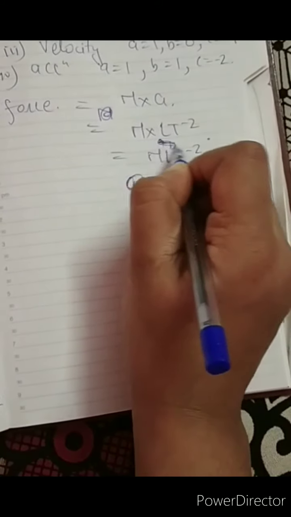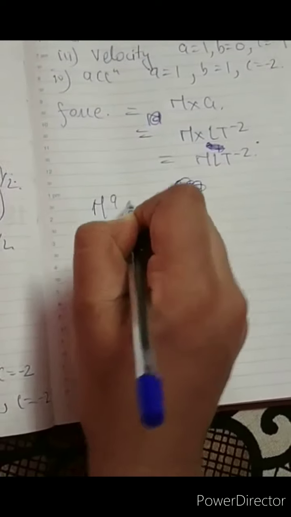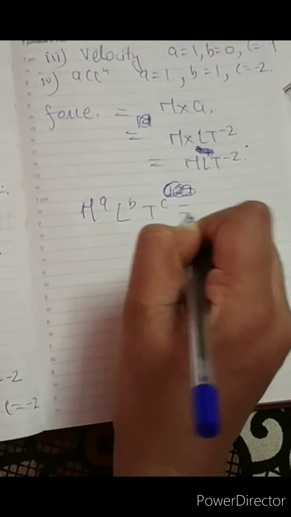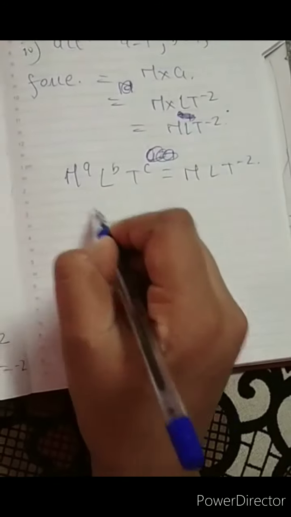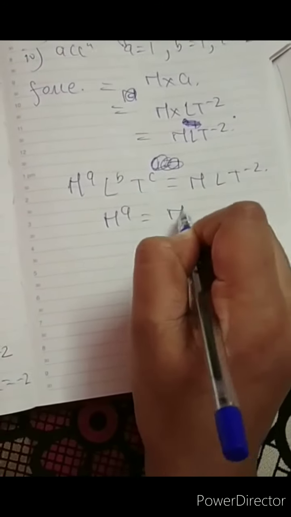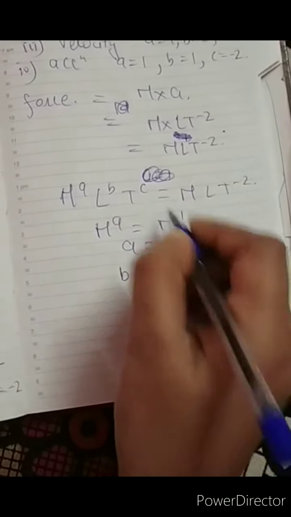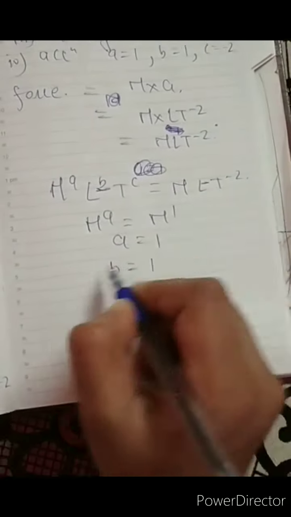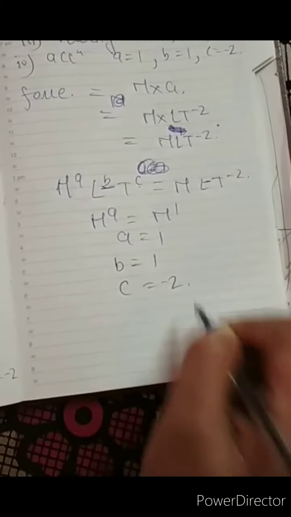Sorry, let's take it properly. If you compare this with M to the power a, L to the power b, and T to the power c, what you will get here is M to the power a equals M to the power 1, that is a is equal to 1, b is equal to 1, and c is minus 2, correct?